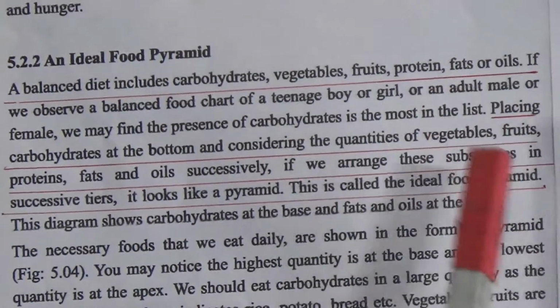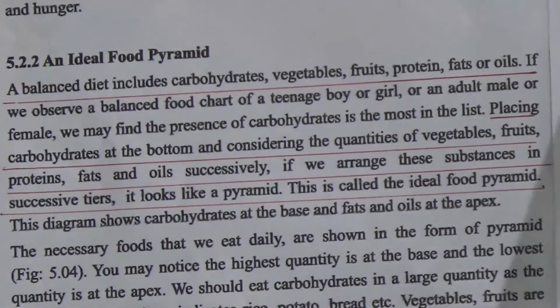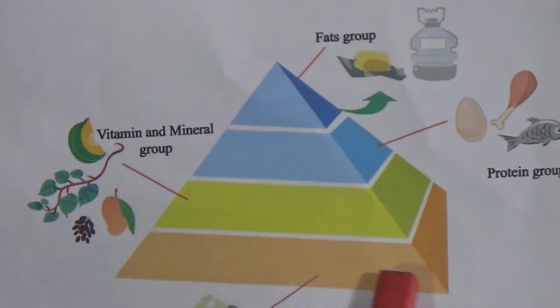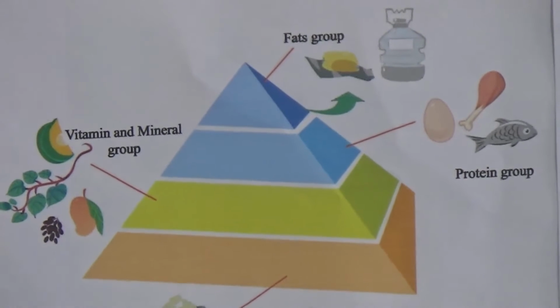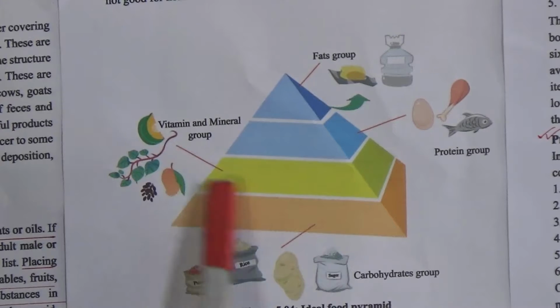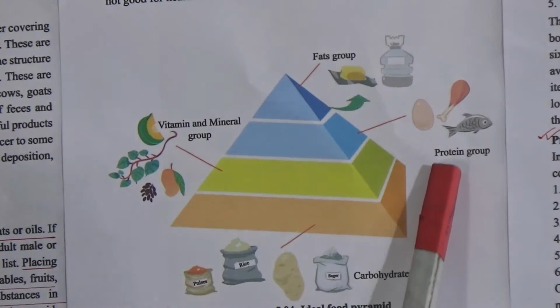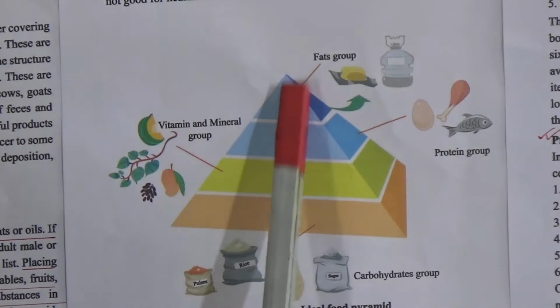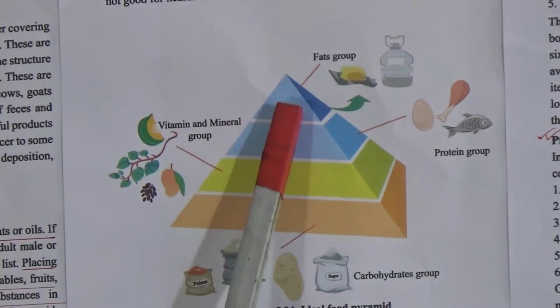Dear students, this is the definition of the food pyramid. And look, this is the picture of the food pyramid. The down part, that large huge tier, is the carbohydrate group, that means potato, rice, sugar. The second group is the vitamins and minerals group, the third group is the protein group: fish, meat, egg and pulses. Now come to the last one, that is the fat group. Fat group is butter, oil, ghee, dalda, like this.